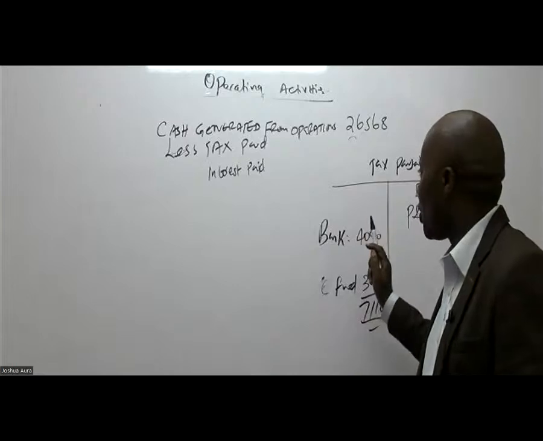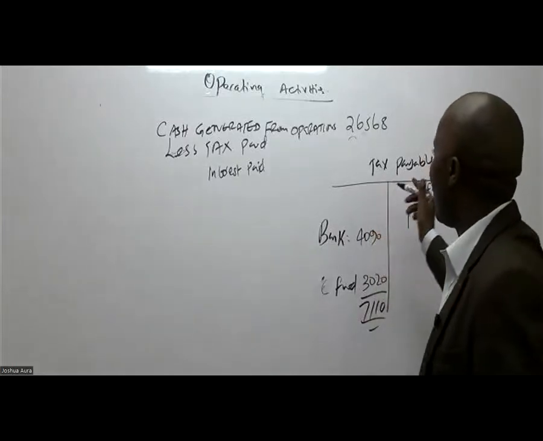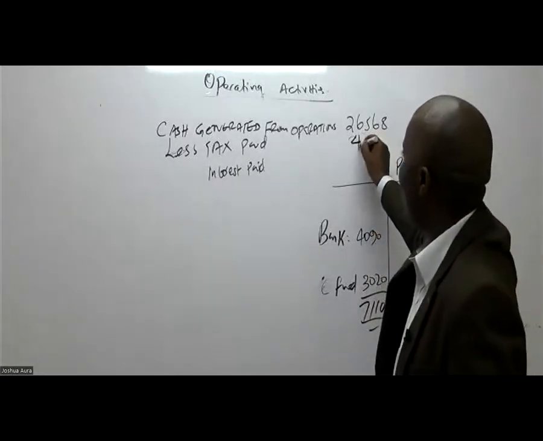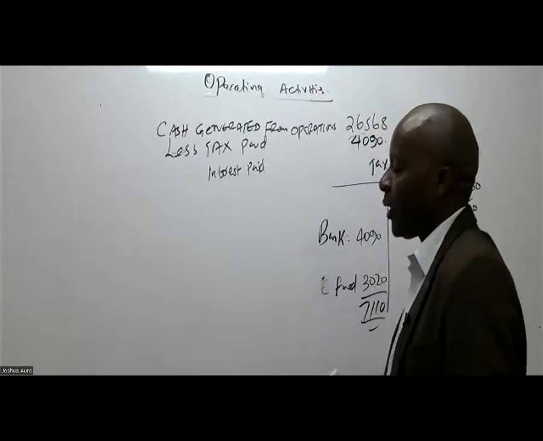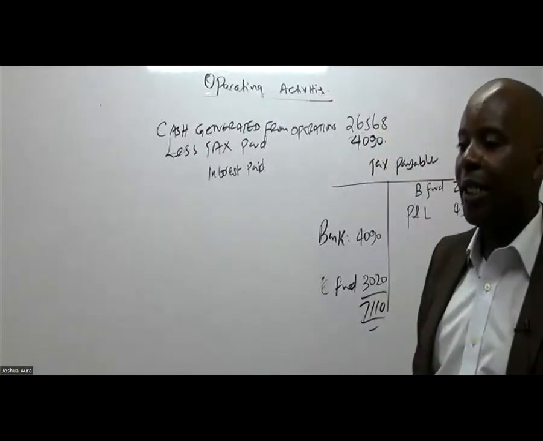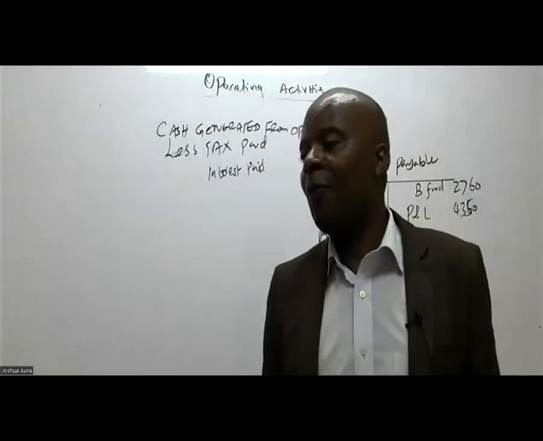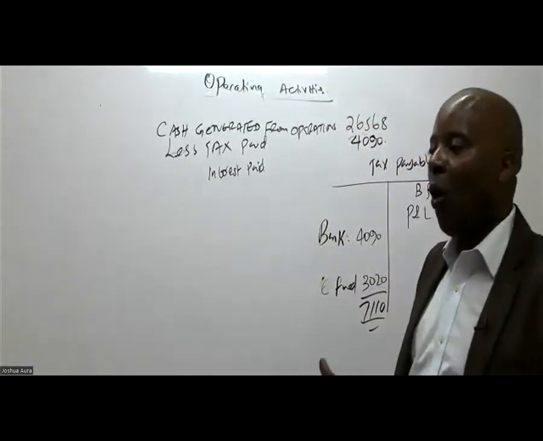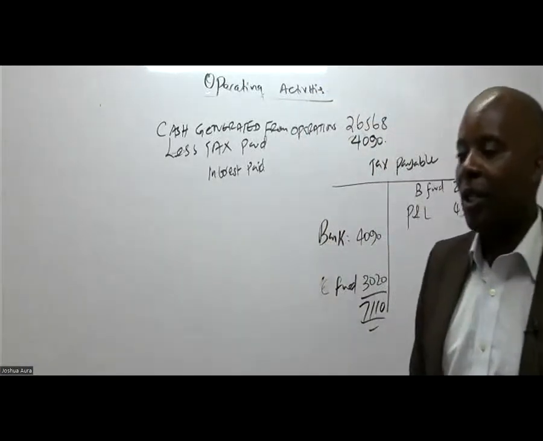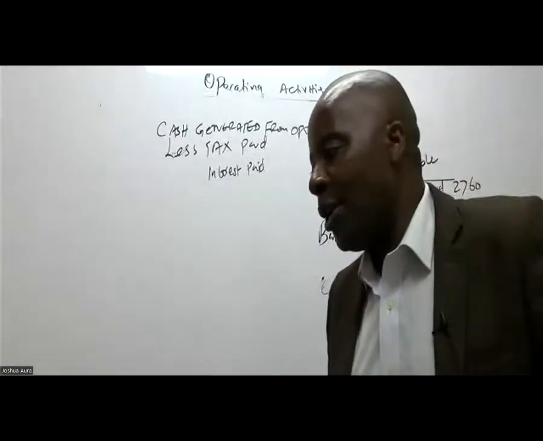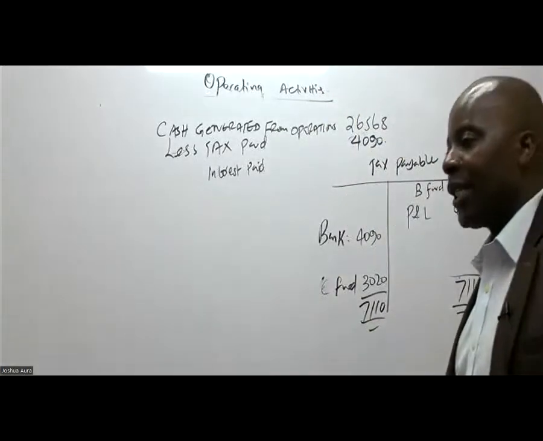So it is, ladies and gentlemen, tax that was paid. So tax paid here was what? Was 4090, like that. Tax paid was 4090. So please go and do the same for interest paid.